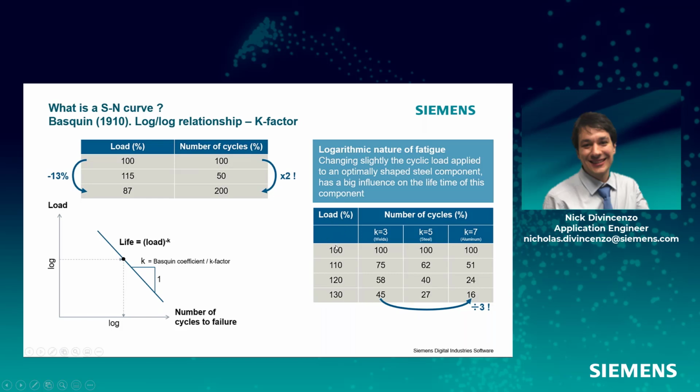And if I increase the load level on a component, so let's say I go from 100% load to 130% load, I can see that my K value, or the material value that I'm using, can have an enormous impact on the fatigue life of my part. So if I go from a K equals 3 to a K equals 7, I get a reduction in my fatigue life by a factor of 3.